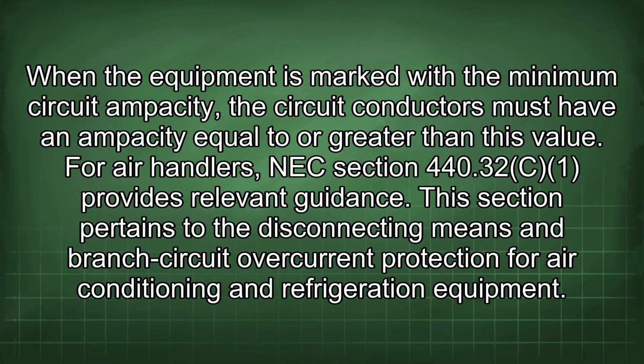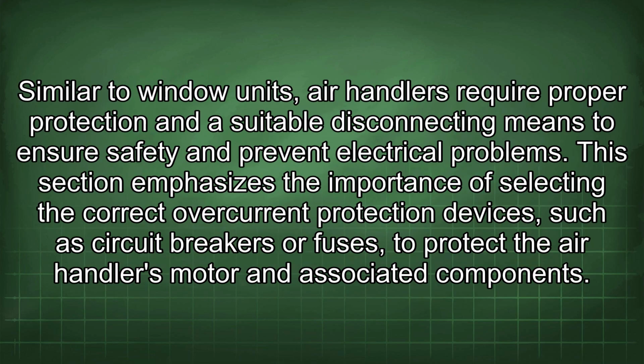When the equipment is marked with the minimum circuit ampacity, the circuit conductors must have an ampacity equal to or greater than this value. For air handlers, NEC Section 440.32(C) provides relevant guidance. This section pertains to the disconnecting means and branch circuit overcurrent protection for air conditioning and refrigeration equipment. Similar to window units, air handlers require proper protection and a suitable disconnecting means to ensure safety and prevent electrical problems.